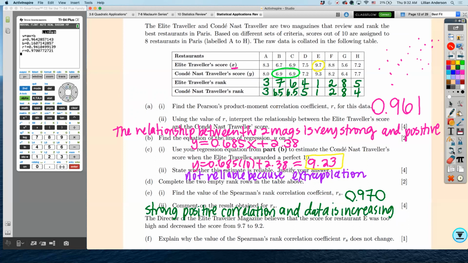The director of Elite Traveler magazine believes the score for restaurant E was too high and decreased the score from 7.2 to 9.2. Explain why the value of Spearman's rank correlation coefficient does not change. The ranking is still the same. Exactly. It doesn't change because the rank didn't change. Questions on Spearman's rank?